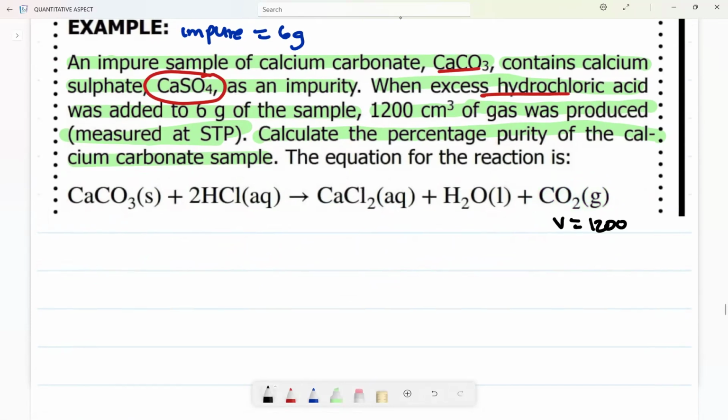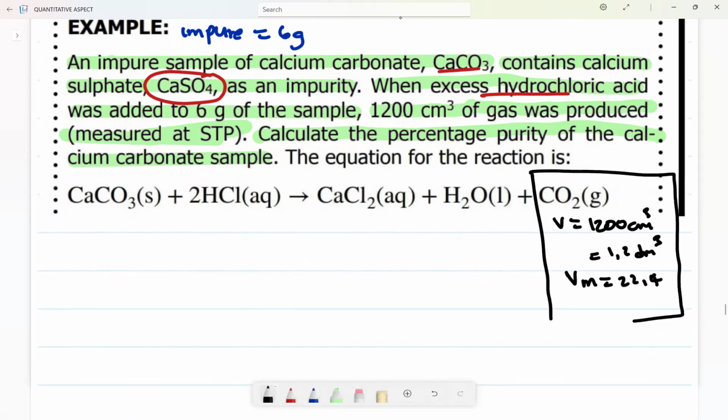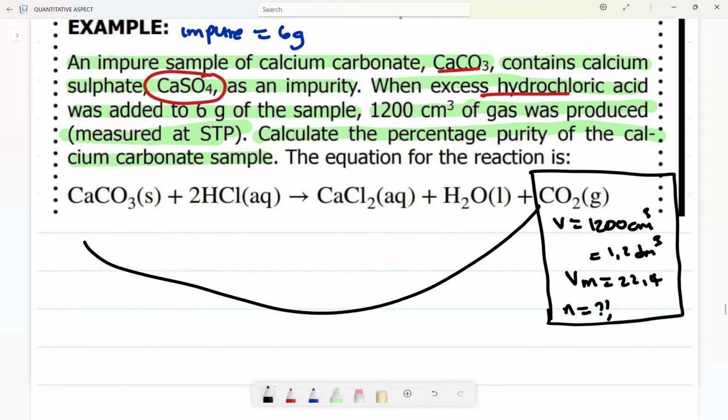I know the volume of this one. It is 1,200 centimeter cubed, which is the same as 1.2 decimeter cubed, divided by 1,000. And I know that at STP, so it means I also know the molar volume. Okay, so I can get the number of moles of the one that I know. Remember stoichiometry, initially it says calculate the number of moles of the known, which is what in this case? Carbon dioxide. Okay, so I can get the number of moles of carbon dioxide and then use the mole ratio between this one and the one that I want. Which one is that? Calcium carbonate.